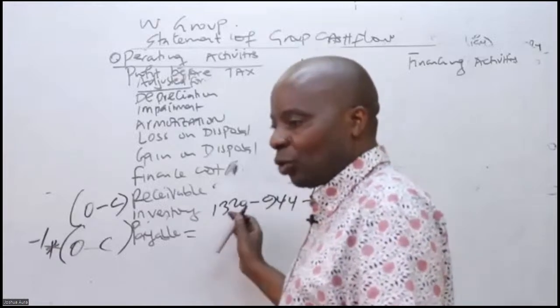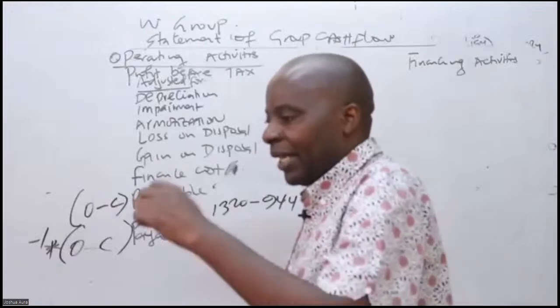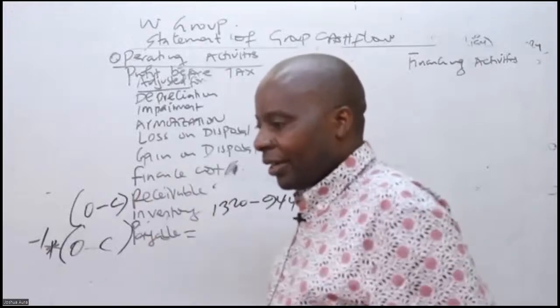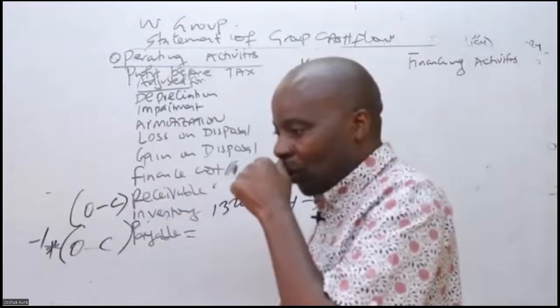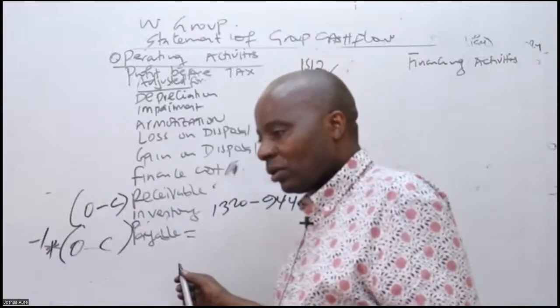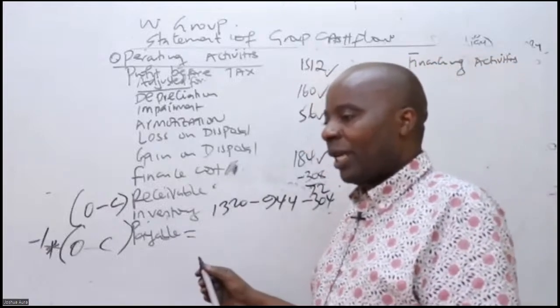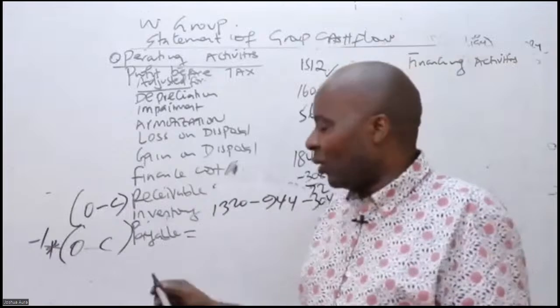Opening is the payables for 2021. Are you sure? Opening 2021, opening alone. Opening payable for 2021 is 328.